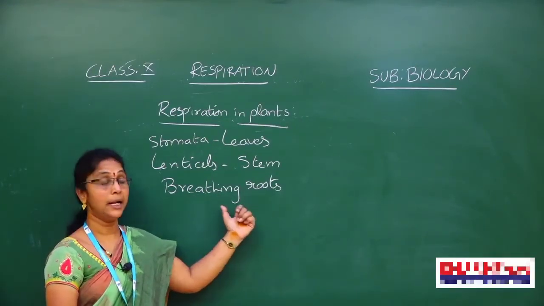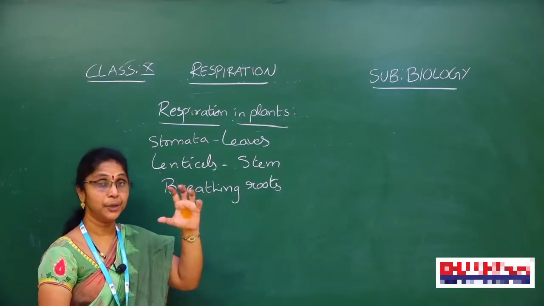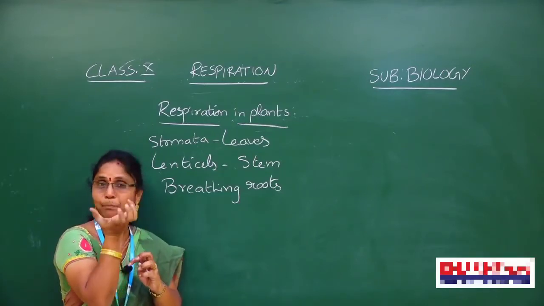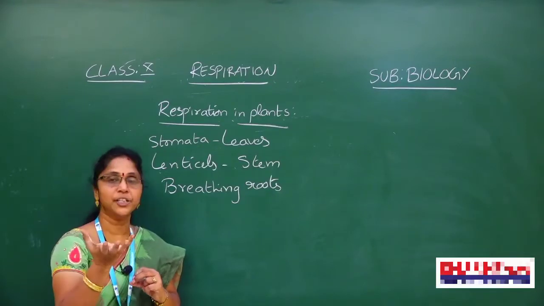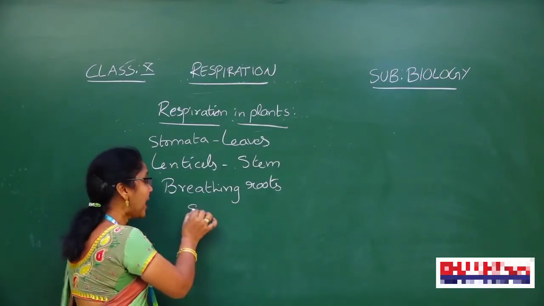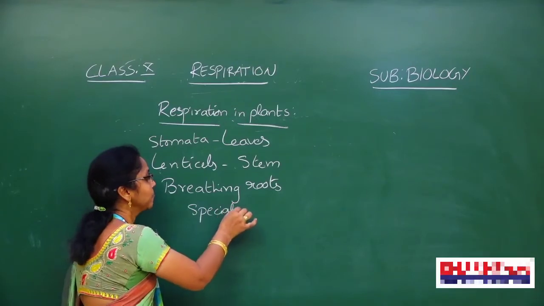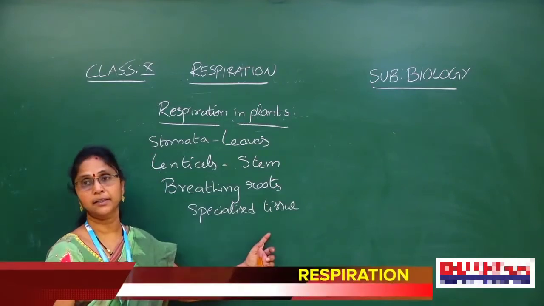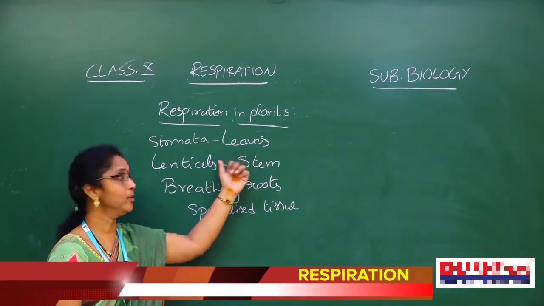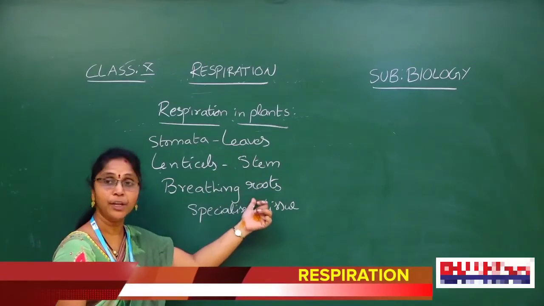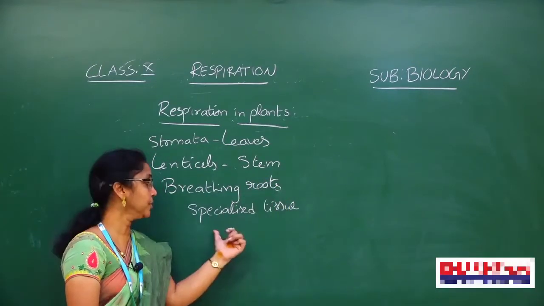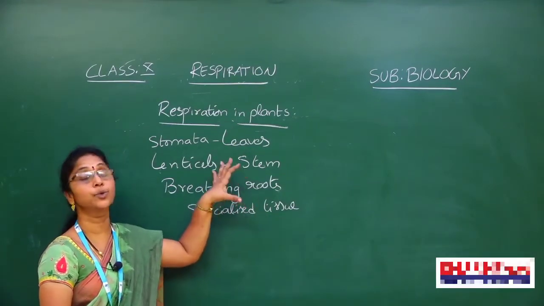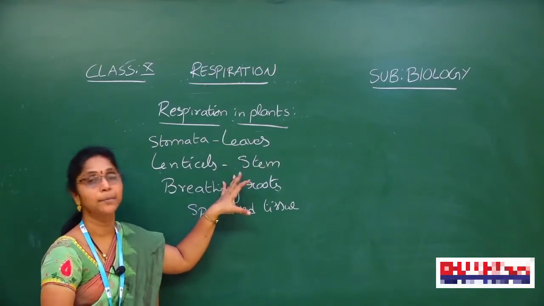Breathing roots. And in orchids, of the three parts of a flower, the middle one looks like a lip-like structure. In orchids, a specialized tissue is present, and through this, exchange of gases occurs. So, stomata in leaves, lenticels in stem, breathing roots in root-like structures, and specialized tissue in orchids. Through all these parts, respiration occurs in plants.